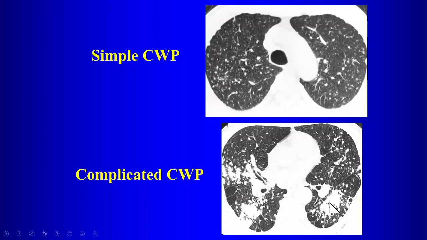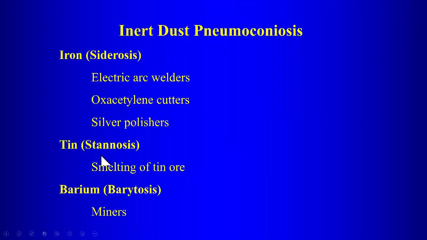It's usually associated with sarcoid, the galaxy sign, right? So this can look like sarcoid, right? So that's why sarcoid can also give you progressive massive fibrosis. So upper lung progressive massive fibrosis in the lungs can be sarcoid, silicosis, coal workers' pneumoconiosis. Now there are other dusts that can cause pneumoconiosis. These are the inert dusts, iron, tin, barium.